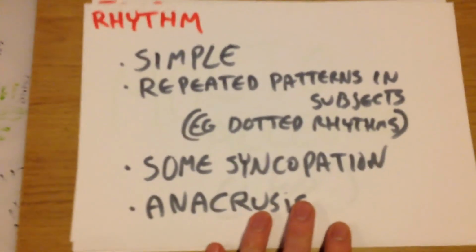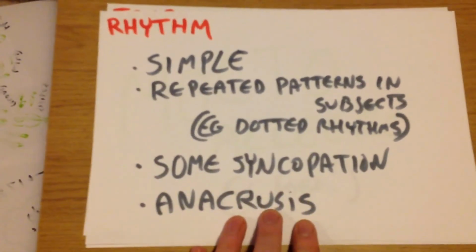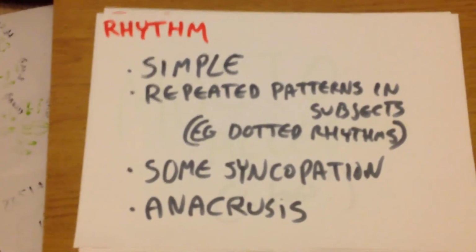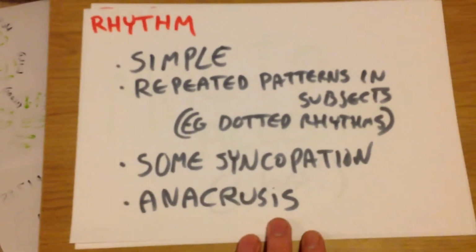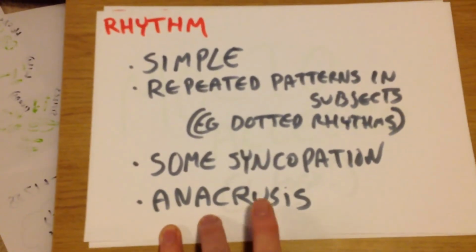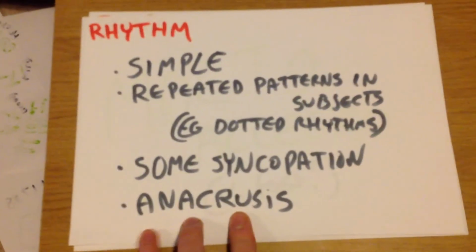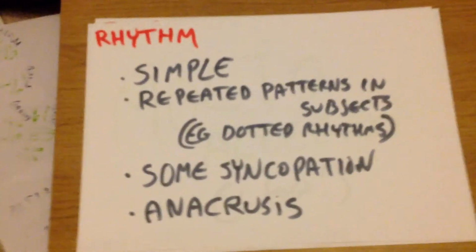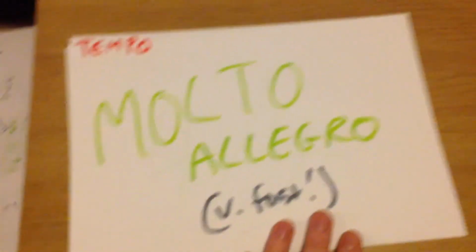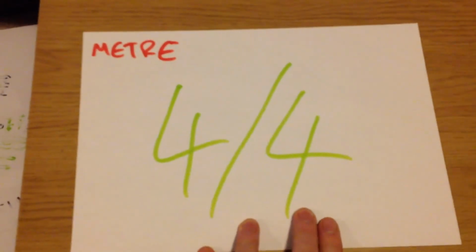The rhythm's really simple. It's got some repeated patterns in the subjects, for example the da-da-dum, da-da-dum, da-da-da-da. That dotted rhythm is repeated at various points. There's some syncopation, and it starts with an anacrusis or an upbeat. That's when the first part of the song starts before the first bar. Da-da, dum da da dum, and that's when it comes in. So an anacrusis to start. It's molto allegro, very fast, and it's in 4/4. The end.